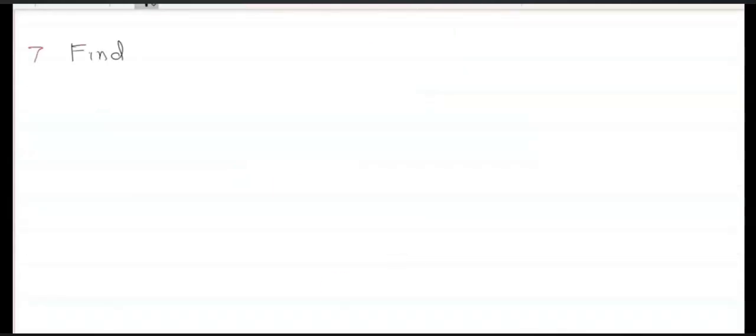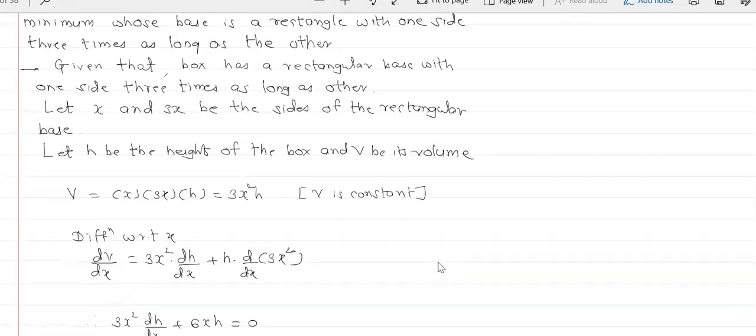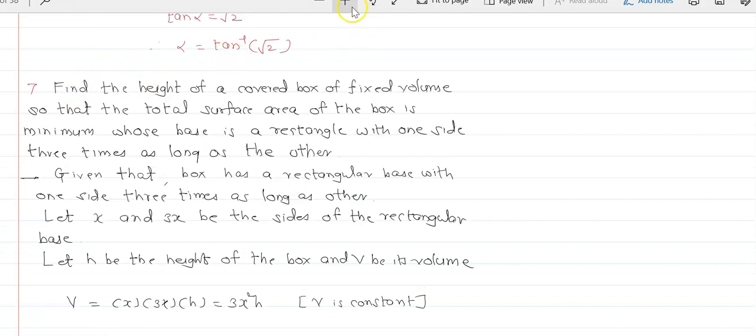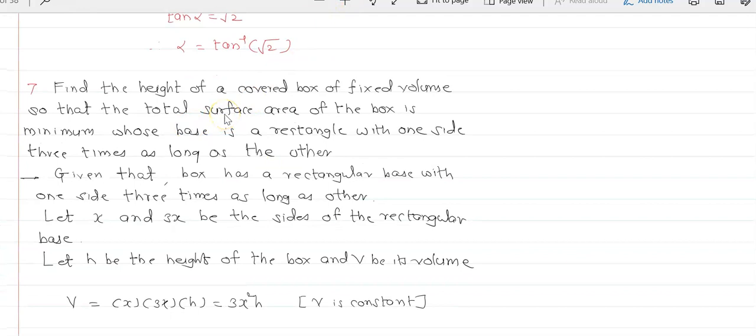Now we'll see the next problem, problem number 7. First, I will explain from this. Find the height of a covered box of fixed volume so that the total surface area of the box is minimum, whose base is a rectangle and one side is 3 times as long as the other.